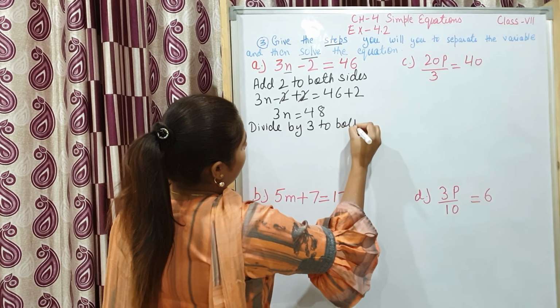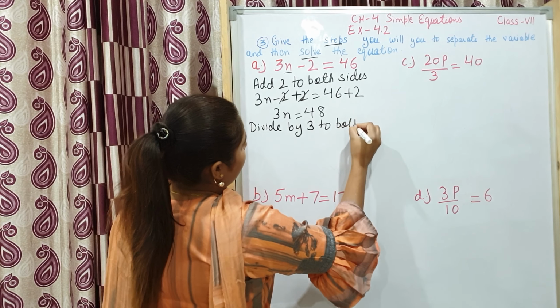Now next is p upon 4 is equal to 5. Now here 4 is dividing the variable. We will do the multiplication. Multiply by 4 to both sides. So p upon 4 multiply with 4, 5 multiply with 4. Cancel. So the value of p, 5 into 4 is 20. So this is your C part answer.